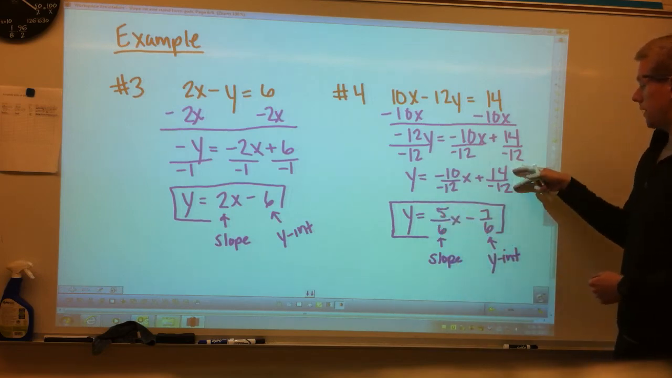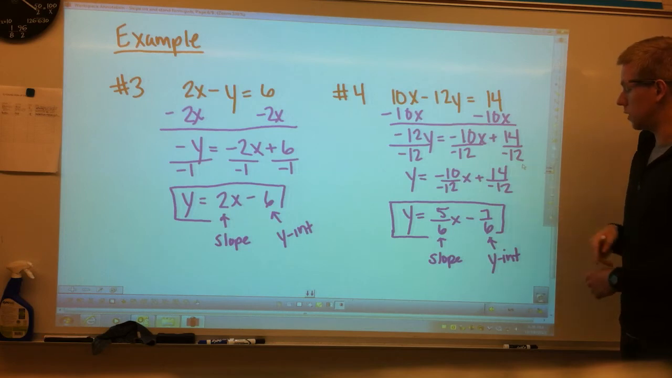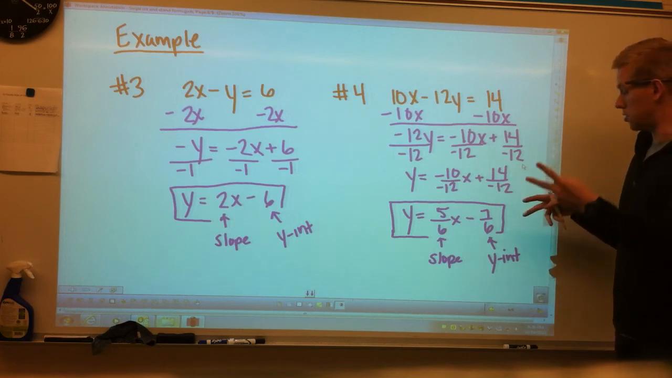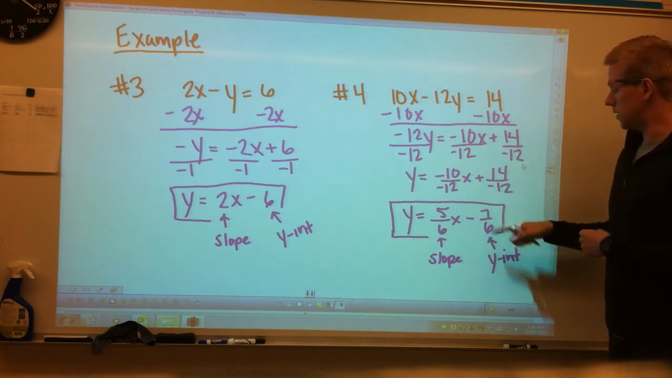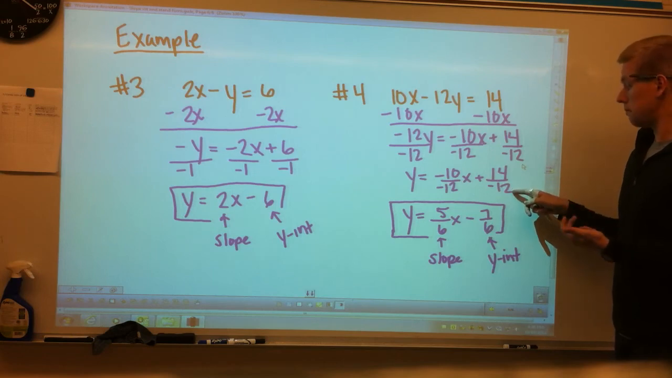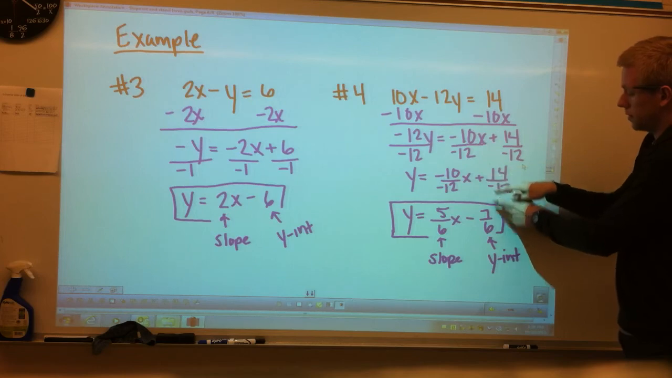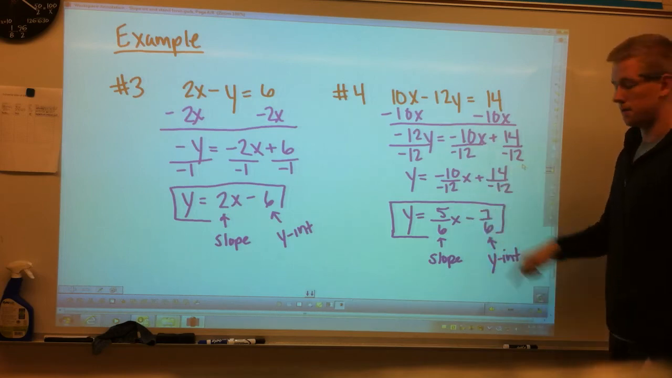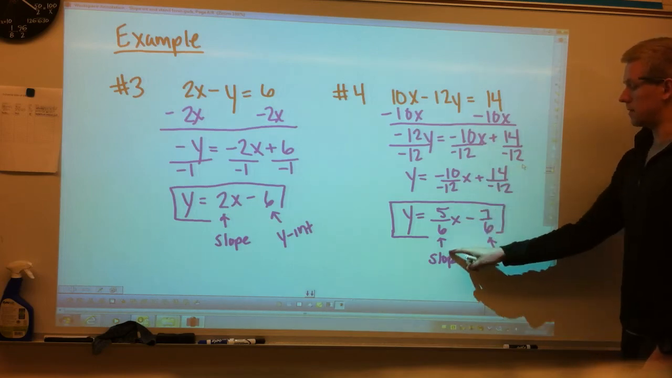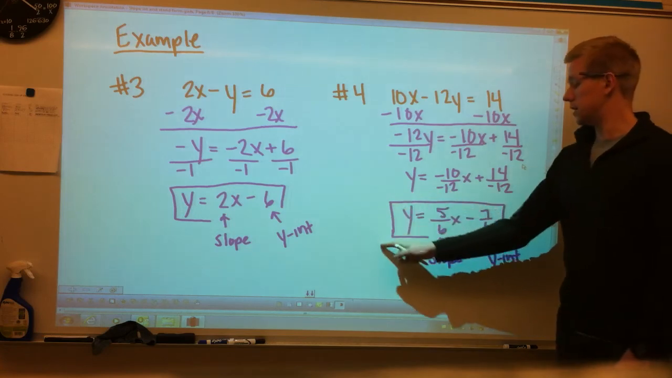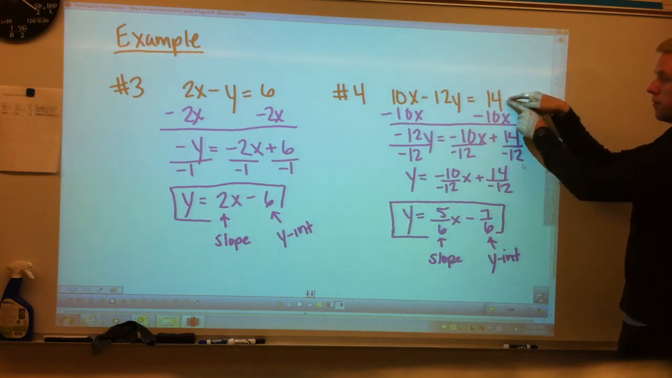Same thing with my other fraction over here. I have 14 and -12. Number that goes into both would be 2. So 14 divided by 2 is 7. Positive 12 divided by 2 is 6. Then I looked at my signs. They were different, so I need a negative out in front. Okay, so this is my y-intercept. This is my slope. That is the slope-intercept form of this standard form line.